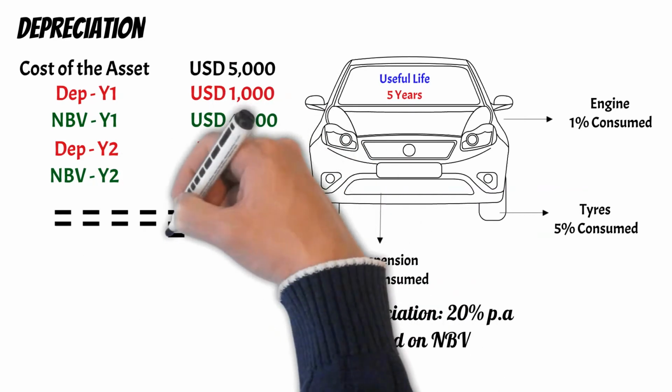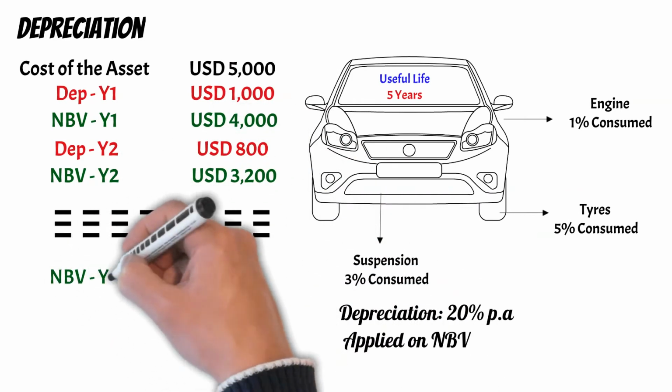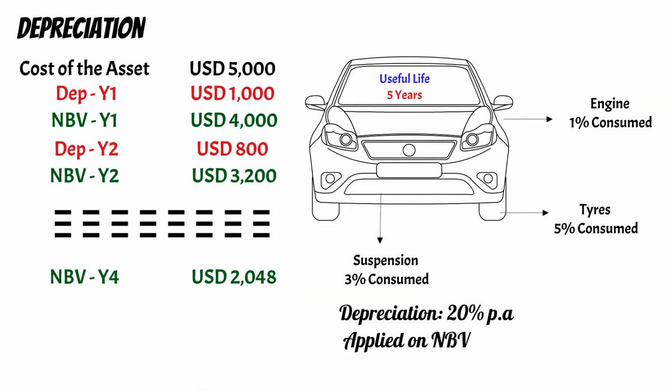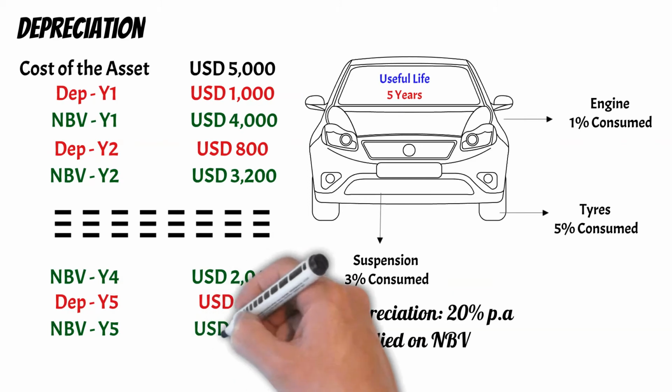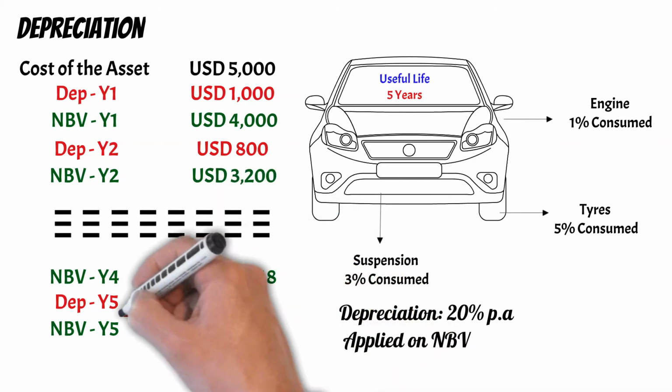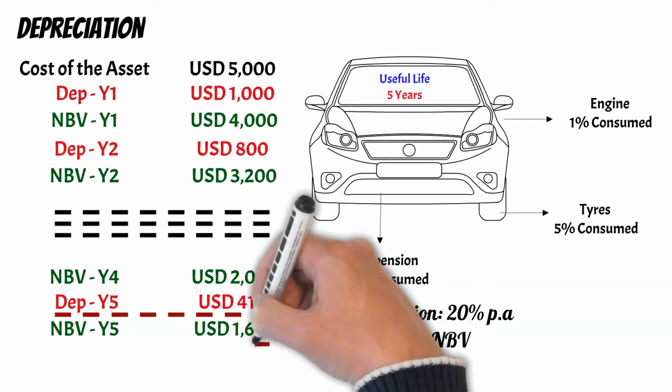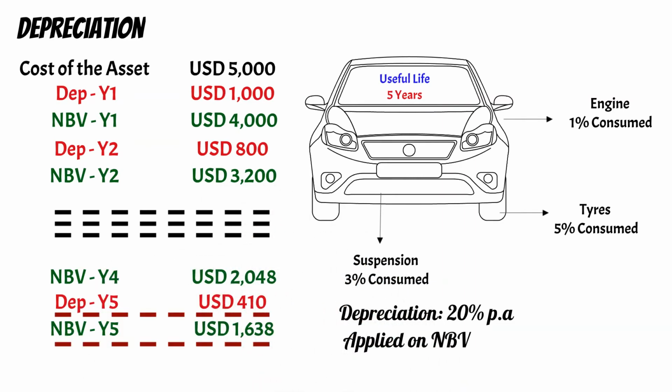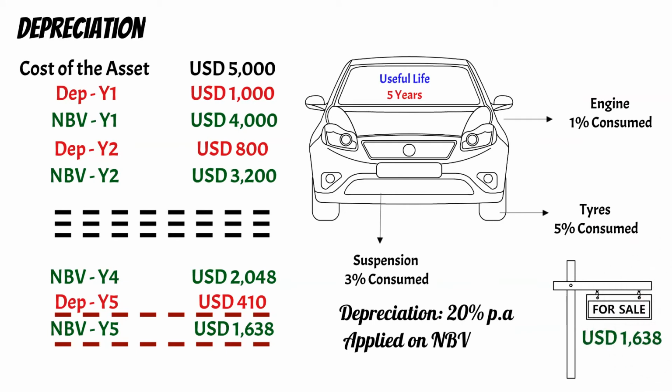Continuing the series, the NBV at the start of year 5 is $2,048, and depreciation for year 5 is $410, and the NBV is $1,638. Although the asset has gone through its entire useful life, the NBV is not zero. There is always a scrap value of asset, no matter how insignificant it is.